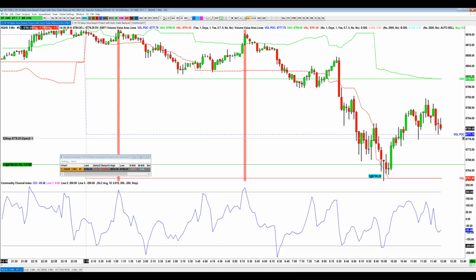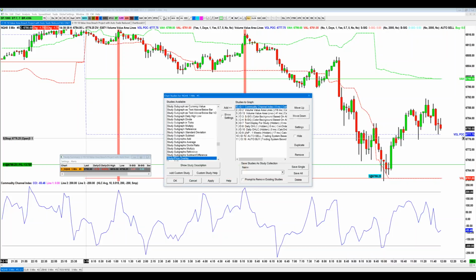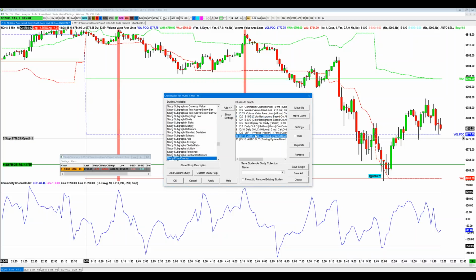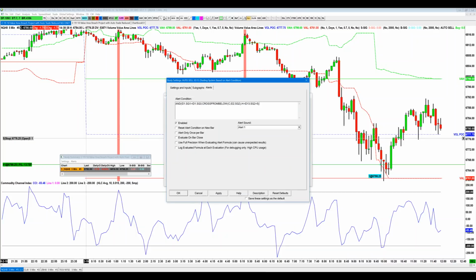What you'll see when we right click and go to studies here is down here I call them auto sell and auto buy, but really they're just two instances of the trading system based on alert condition study. So you would add the study called trading system based on alert condition, and for the sell side, you would get your code. I'd go here like this and copy the code, and just paste it into your trading system based on alert condition study. You've already written it.